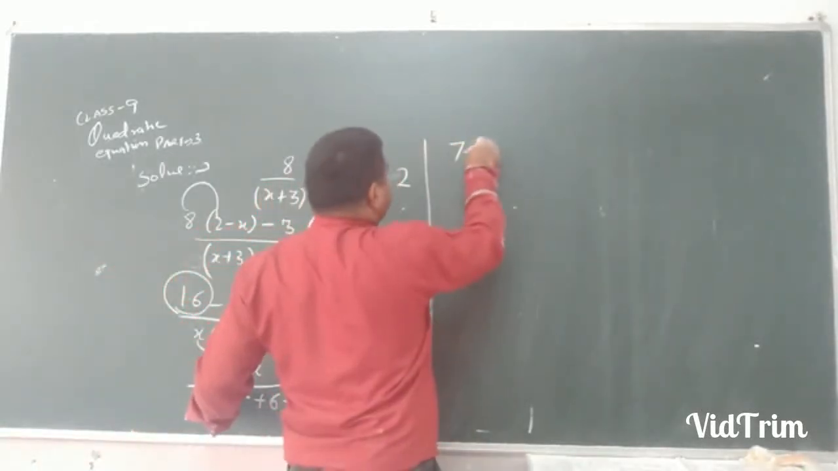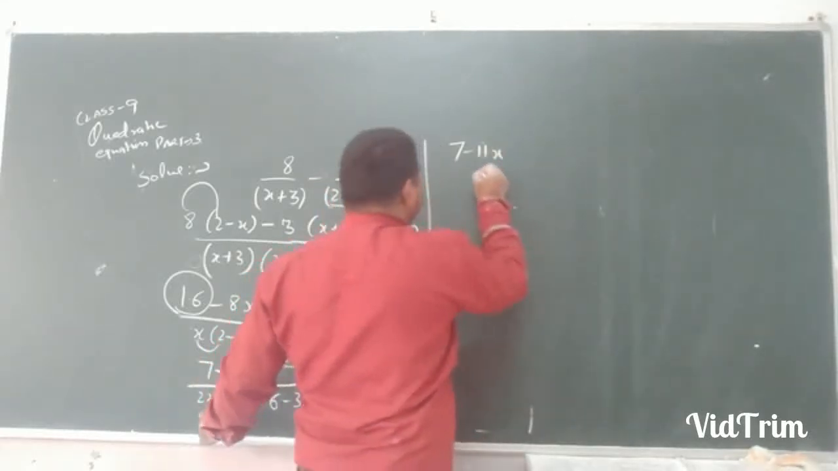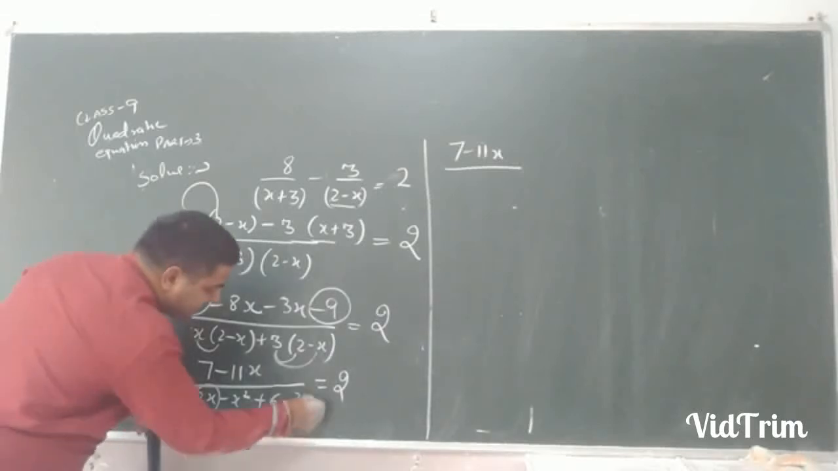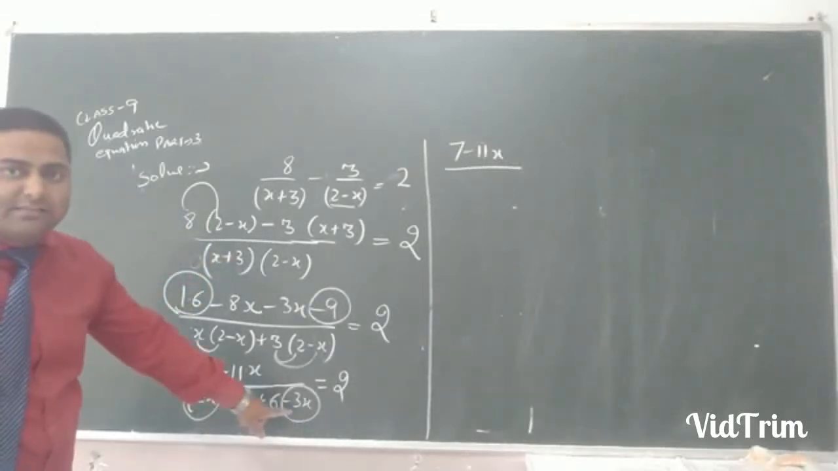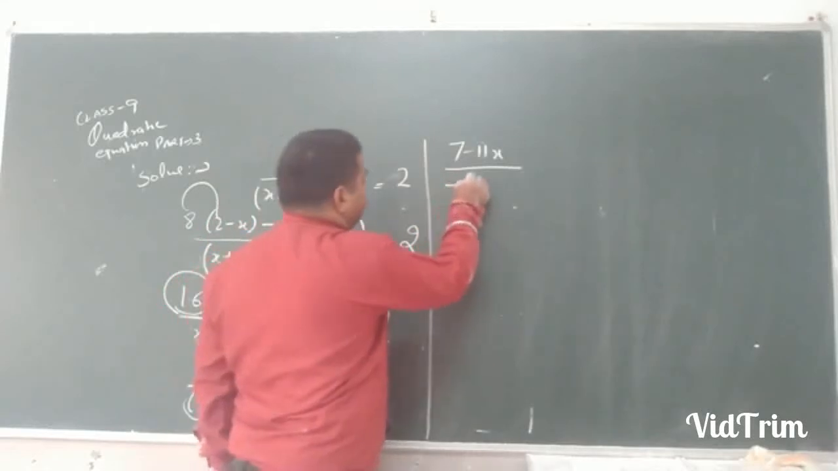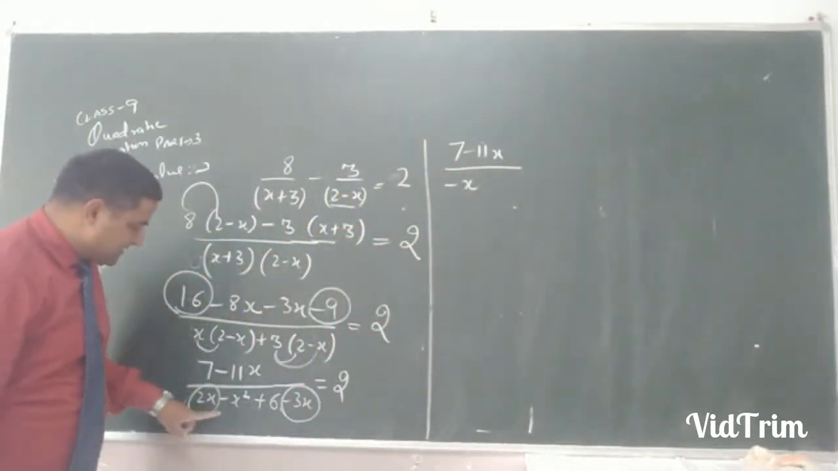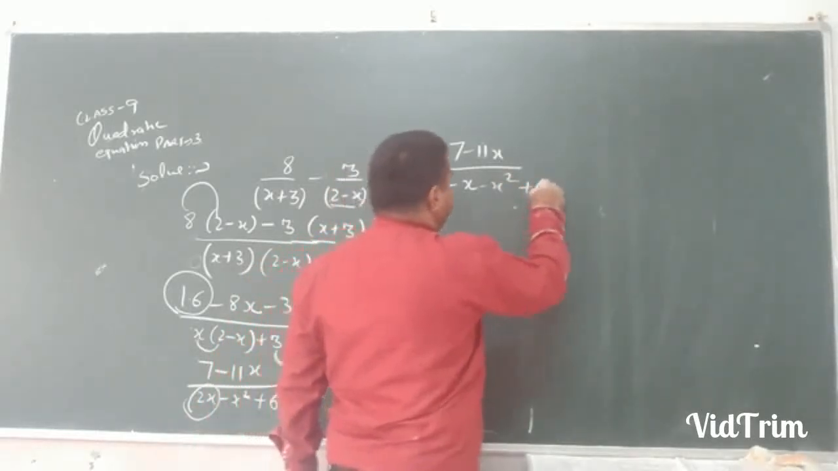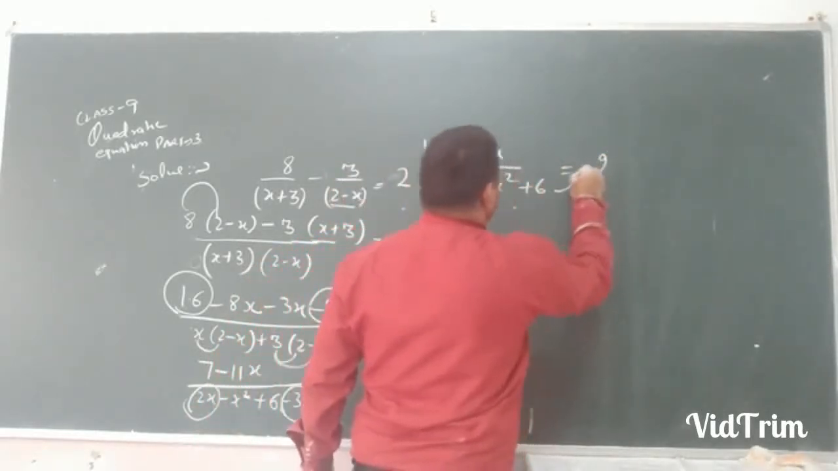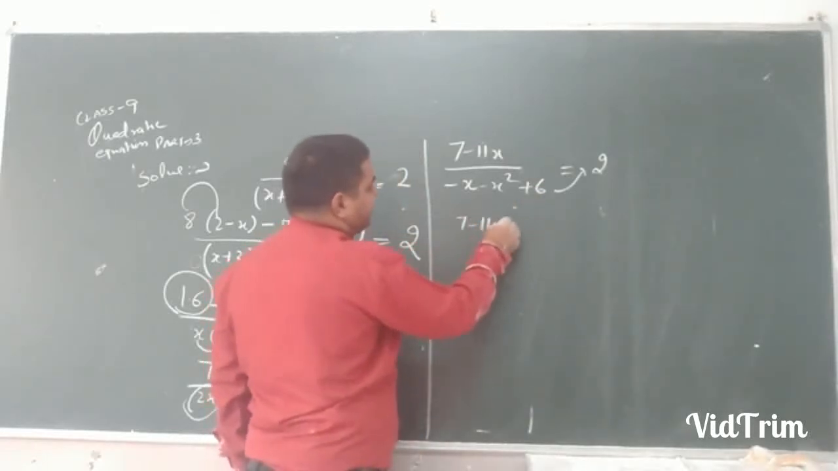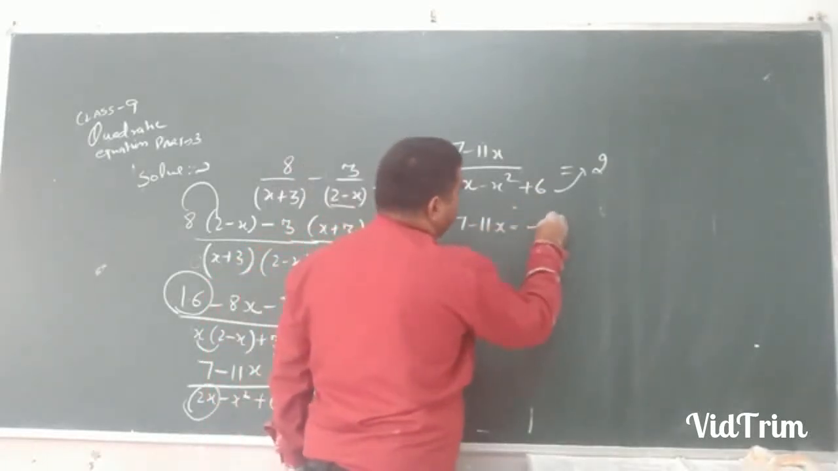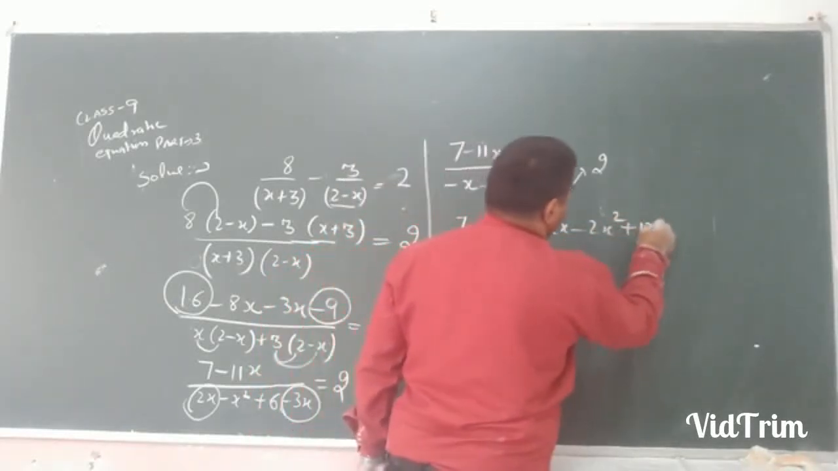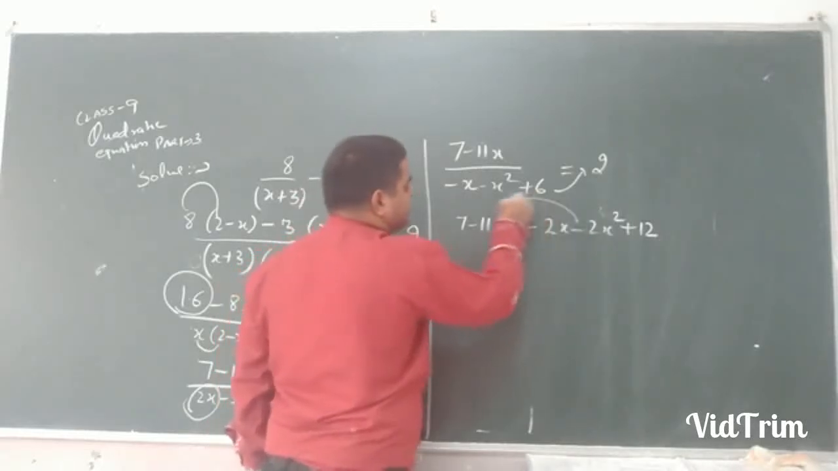So 7 minus 11x divided by 2x is plus, 3x is minus. So 2x minus 3x is minus x, minus x square plus 6 equals to 2. Now cross multiply again. 7 minus 11x equals to minus 2x square plus 12. So we bring these terms to this side.